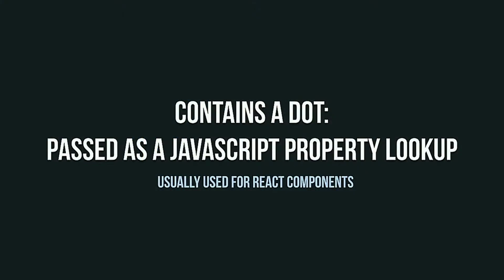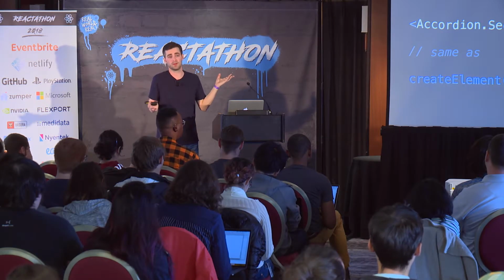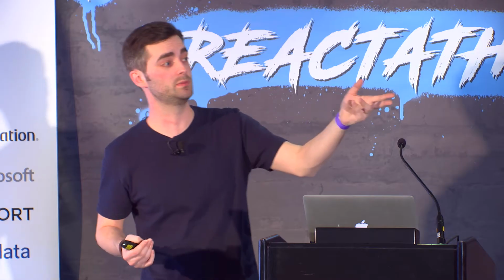So the third convention is very similar to the prior one, and that's if your tag name contains a dot, it will pass that as a JavaScript expression, that dot property lookup expression at runtime. And this is usually used for components, but it doesn't have to be. So if I've got my Accordion.Section, it can get compiled down to Accordion.Section. At runtime, it will pass whatever the value of Accordion.Section is. Now, in this case, it's probably a React component, but it doesn't have to be. It literally could be a div or a section tag or what have you. And React will render it as an actual HTML element if it was one of those tags.